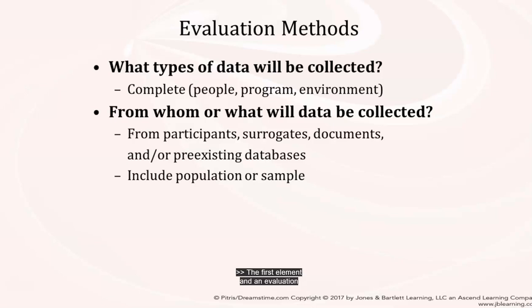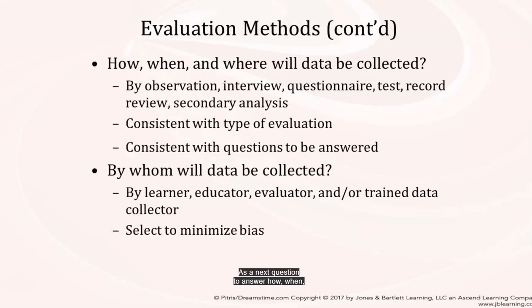The first element in an evaluation are the types of data to be collected, such as patient data, including demographics, cognitive, affective, and/or psychomotor behaviors, the program data, such as cost, length of activity or program, number of educators required, teaching learning methods, etc., and environmental data such as temperature, layout, space, and noise level. From whom this data will be collected is the next question to answer. How, when, and where the data will be collected may include observation, interviews, questionnaires, and tests, and who collects the data could be the learner, educator, evaluator, or trained data collector. Minimizing bias in data collection should also be considered.